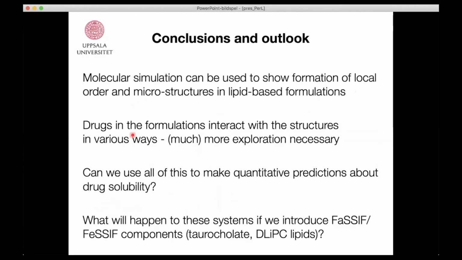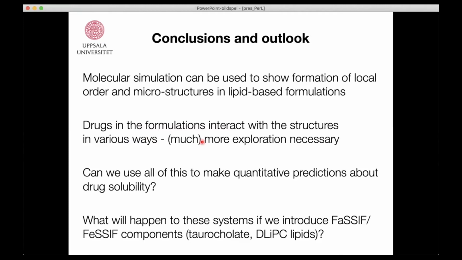So to conclude this first part of the talk, molecular simulation can be used to show formation of local order and microstructure in the lipid-based formulations. It seems like the drugs in the formulations interact with these structures in different ways. We need to explore this a bit more.